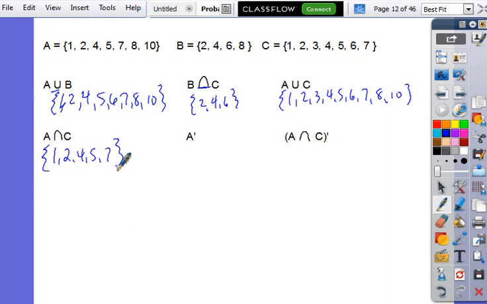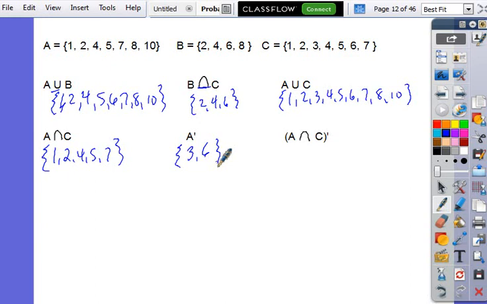All right. Not A. The complement of A. So I need to pick every number that's up here that is not in A. It's just 3 and 6. Is that right? Is there anything else that's not in there? That's fine. All right. Now look at this last one.